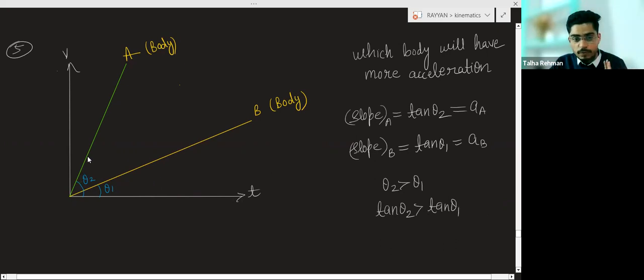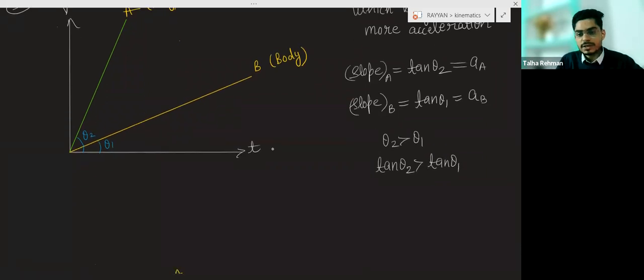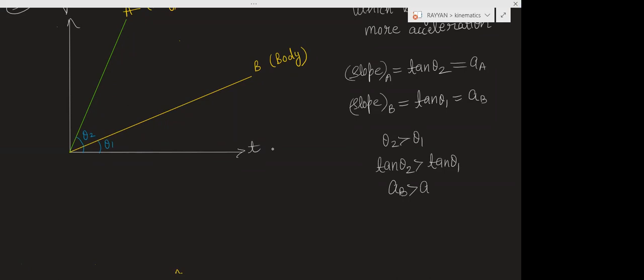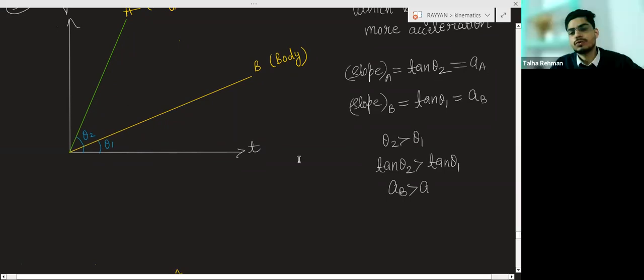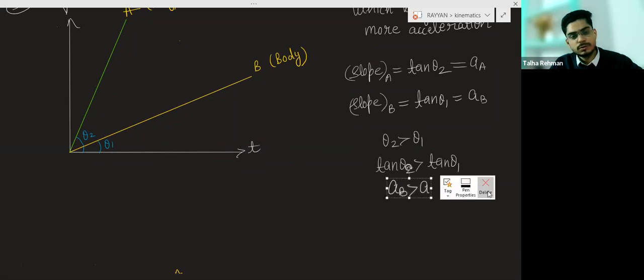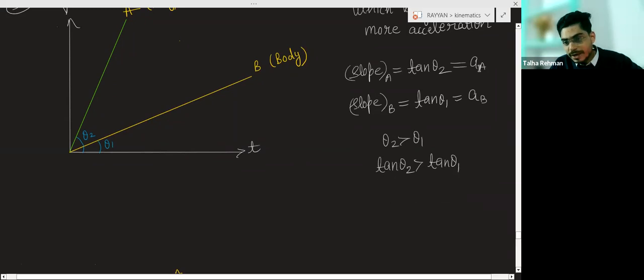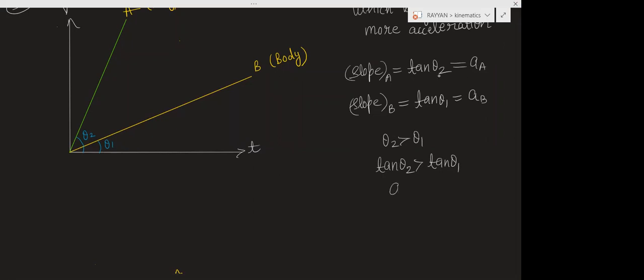Means the slope of body A is greater than the slope of body B. You can see here also this is less slope and this is more slope. So slope of body A is greater than slope of body B, means acceleration of body A is greater than acceleration of body B.